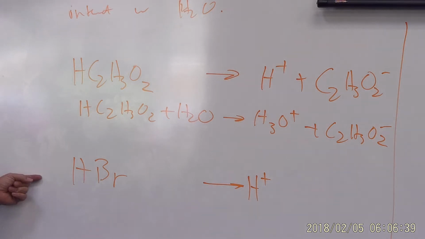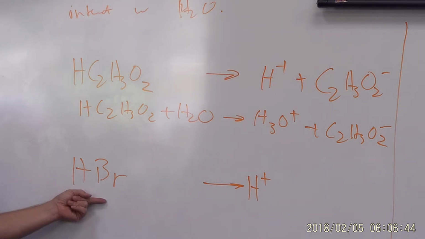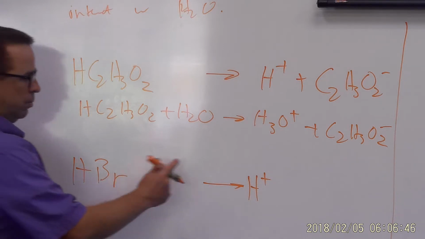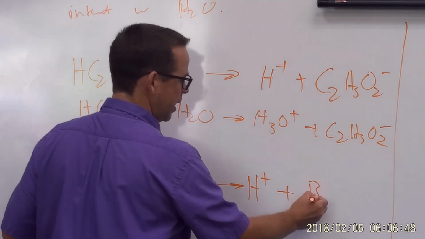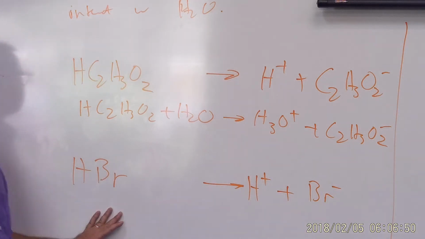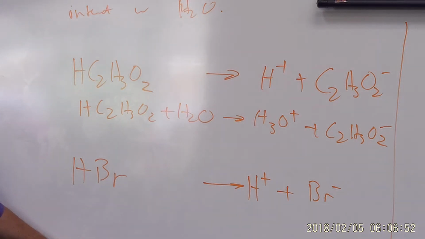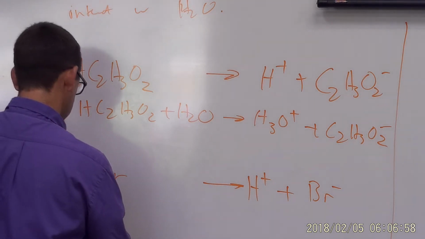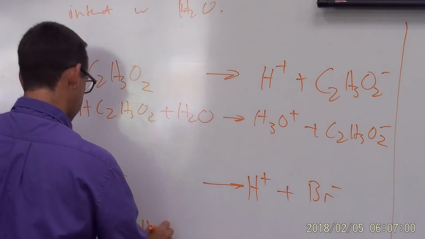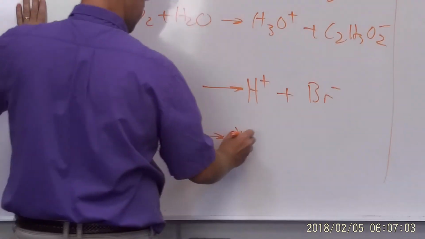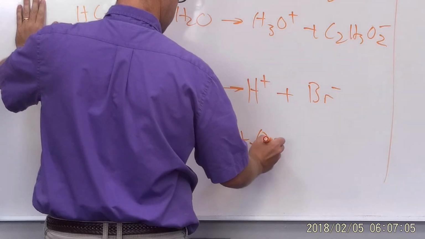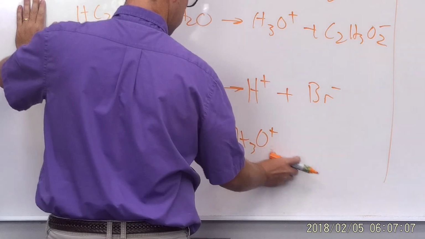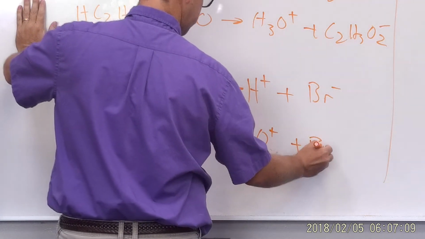How about this one? What's the other dissociative product when I put hydrobromic acid into solution? The bromide ion? Do you want me to write it with water, or can you see what it would be like? Yeah, HBr. If I wanted to have this other form of writing it, then instead of H+, I would write H3O+, and the bromide ion.